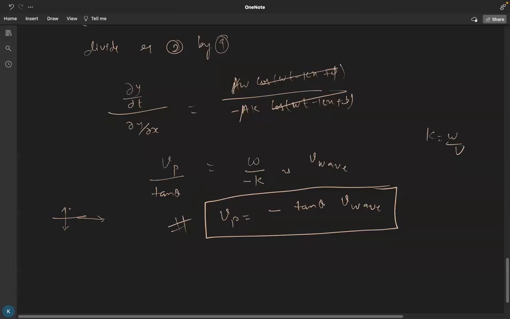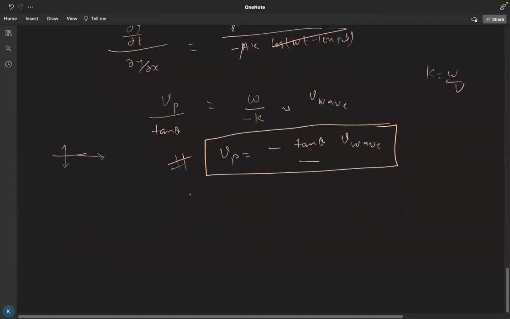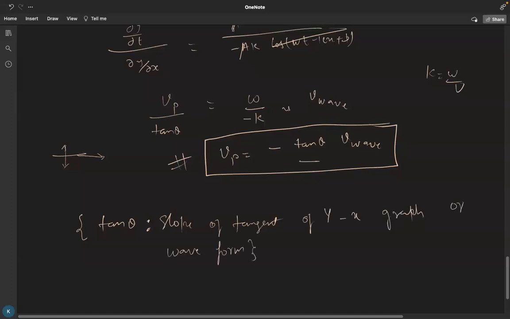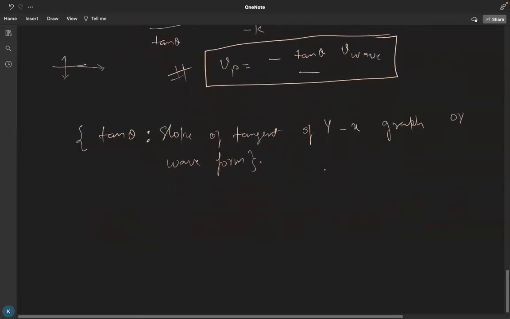And let me write here what is actually tan theta. So the tan theta is actually the slope of tangent of the y-x graph or waveform. I hope this will be clear to all of you. So try to remember this form because this is very much important. Now, you have a question, based on that relation.